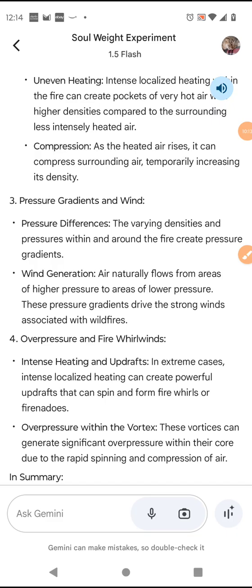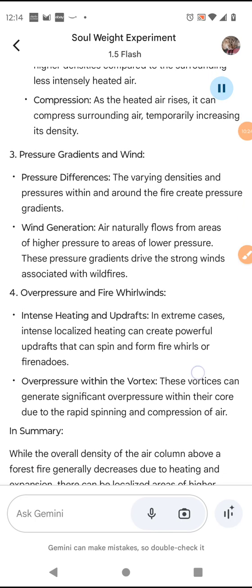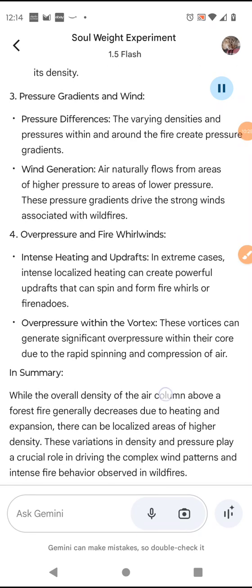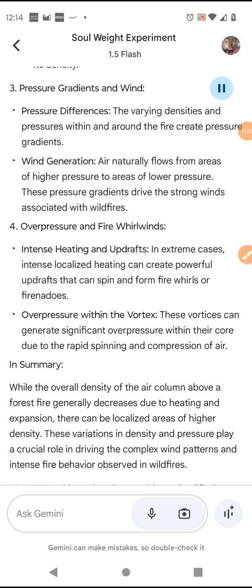It's not infinite in any direction. It's a gradient, a wave form, if you will, happening. Heating can create powerful updrafts that can spin and form fire whirls or firenadoes, with overpressure within the vortex. These vortices can generate significant overpressure within their core due to the rapid spinning and compression of air.